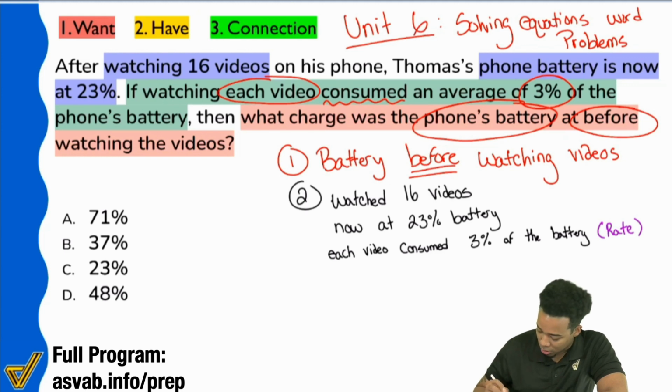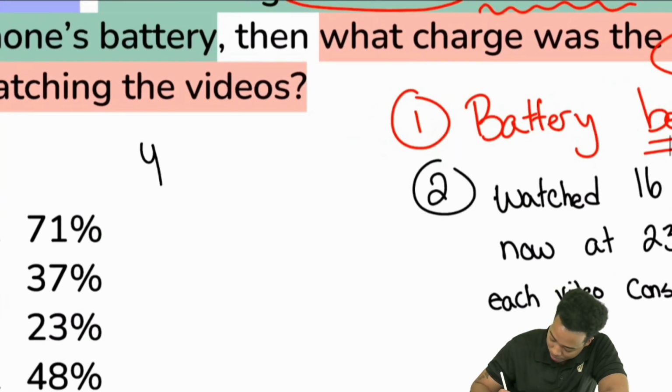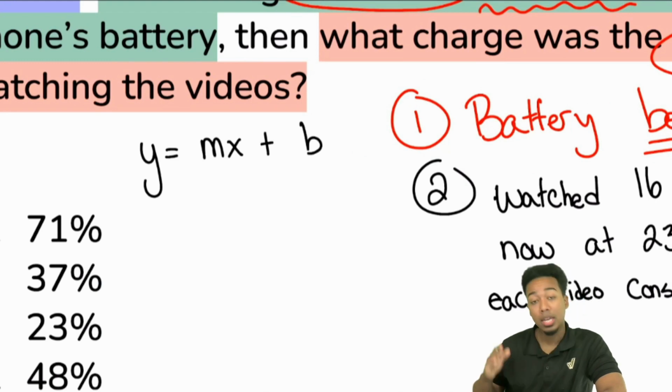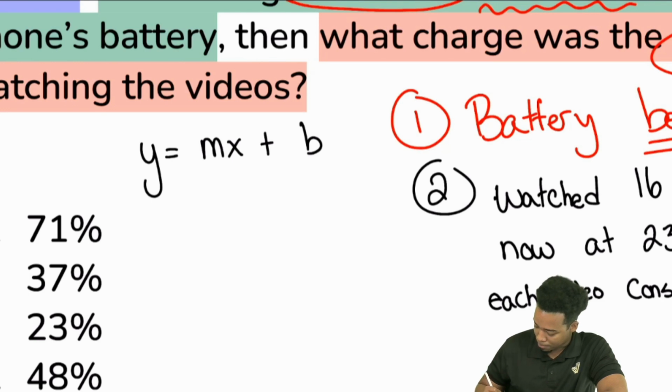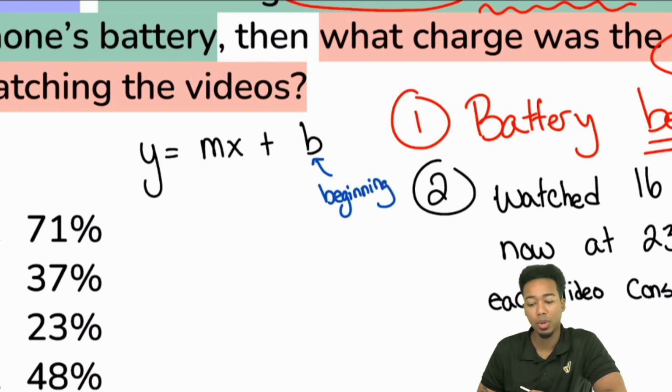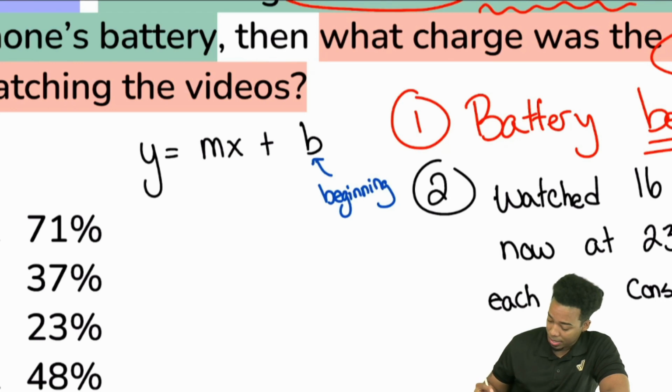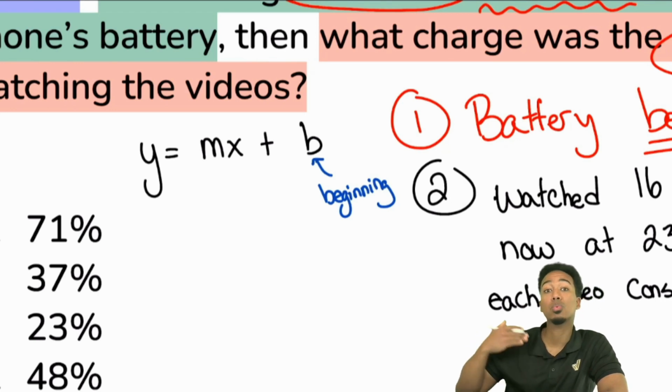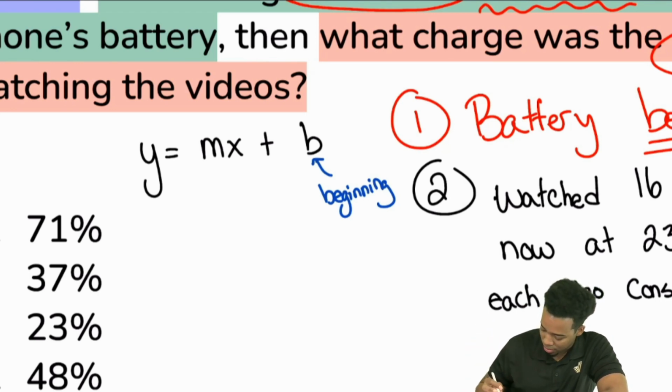But what you're going to do is understand that you have y equals mx plus b. Here's what each piece means. Here's what they all mean. The b is what you have in the beginning. Okay? The b is what you have in the beginning. Y is what you have at the end. It's the result. Okay? So let me write that down for you here. Y is the result.